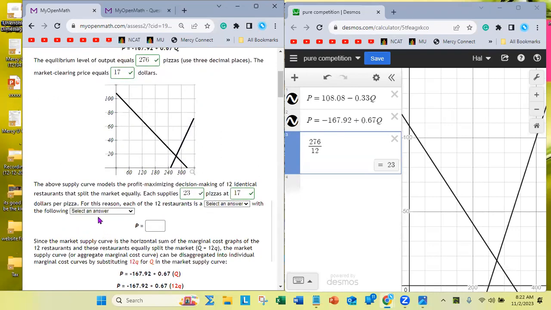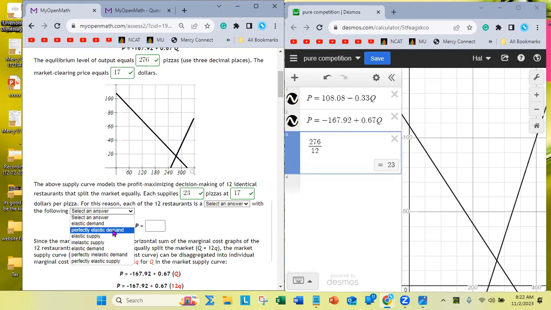Now, the demand curve, I'm going to let you figure out this one right here. For this reason, each of the 12 restaurants is what? A price taker, a price maker, a duopolist, a life taker, an oligopolist, a heartbreaker. So you're going to figure that out on your own. With the following perfectly elastic demand curve.